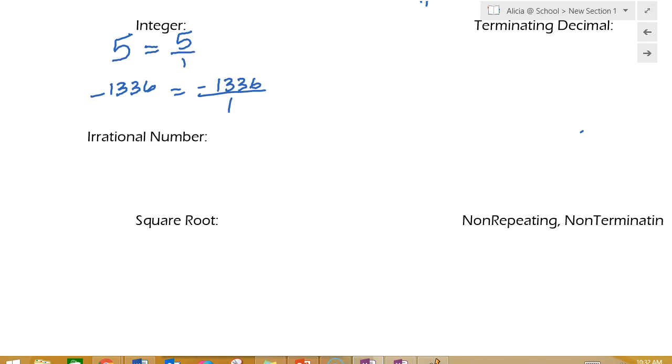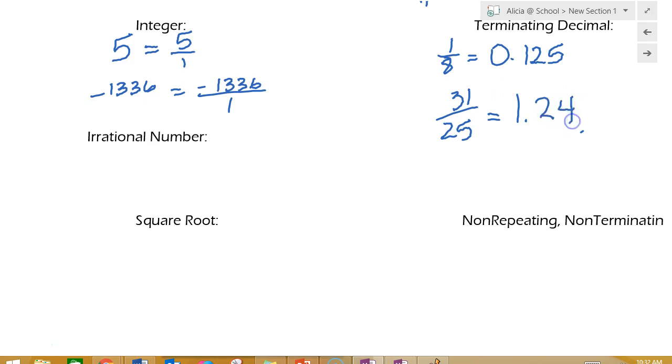The last kind of example of a rational number is a terminating decimal. So what does terminate mean? It means to stop. It ends. So if I have a fraction like 1/8, if I figure out what the decimal of 1/8 is, it's 0.125. And that's it. It stops. It terminates. Another example could be like 31/25, which is 1.24. Again, my decimal stops. It ends. It terminates. So those four examples are examples of rational numbers.